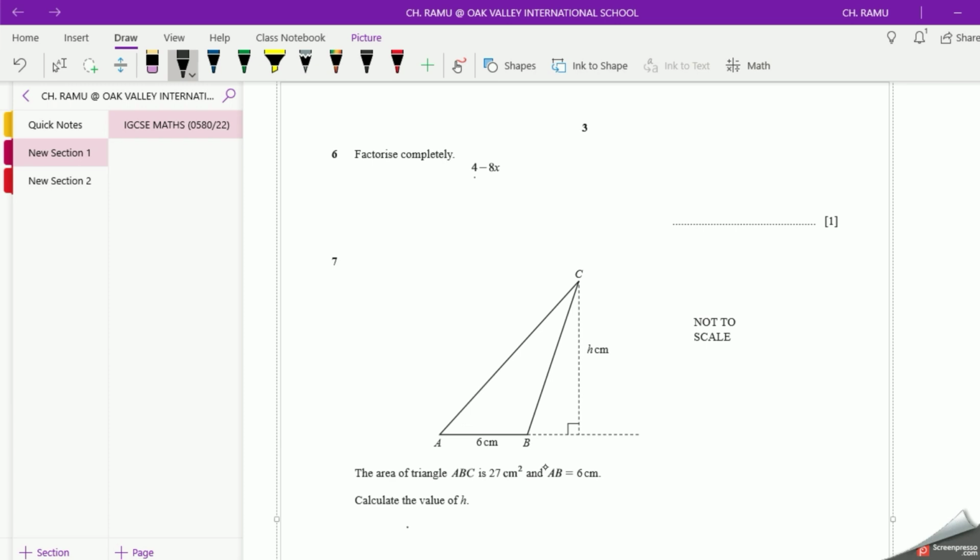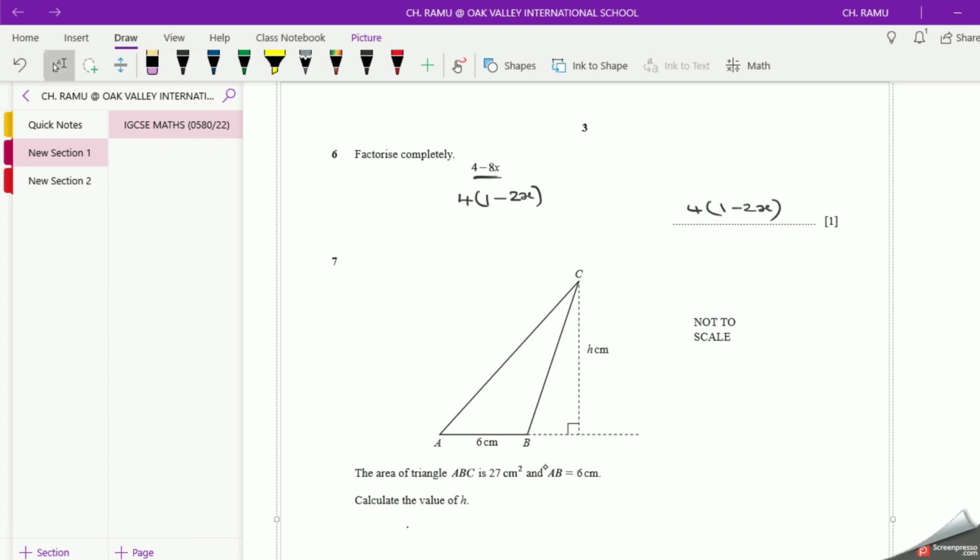Next, question number 6. Factorize completely. Here, in 4 and 8, 8 is a multiple of 4. Now we can take 4 as common. 4 ones are 4, 4 twos are 8. So the answer is 4 into 1 minus 2x.